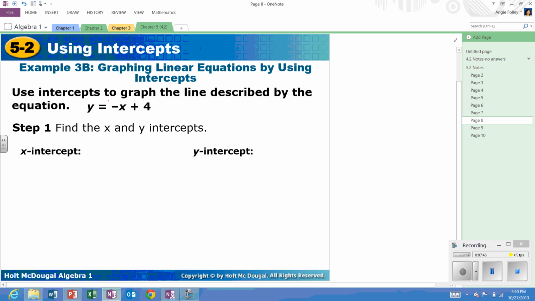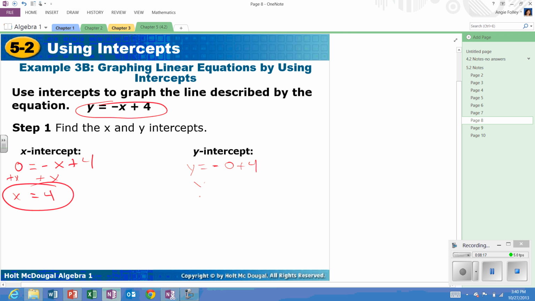Okay, so the equation is y equals negative x plus 4. For our x-intercept, we plug 0 in for y. We need to get this x on the other side, so we add x to both sides, and x is just equal to 4. Now for your y-intercept, we plug 0 into x. So y equals negative 0 plus 4. That 0 goes away, and we're left with y equals 4.